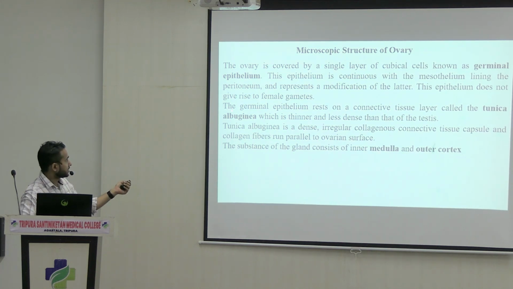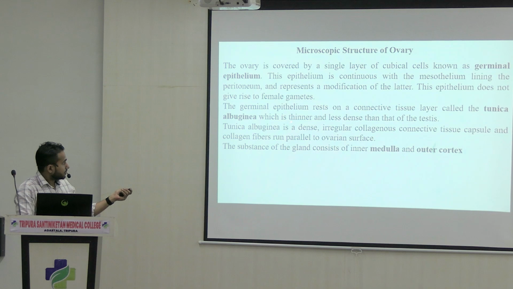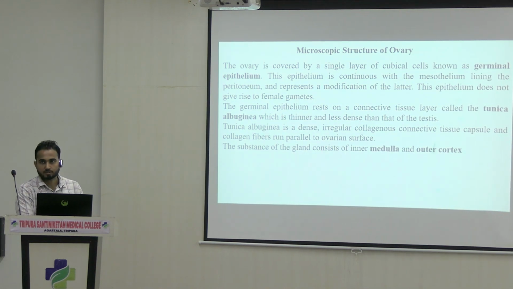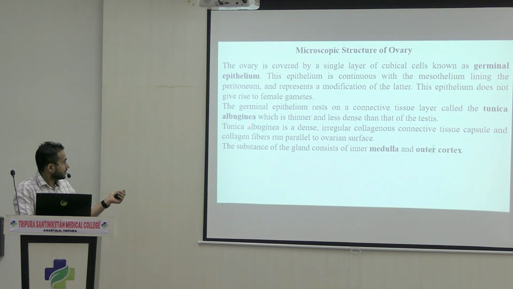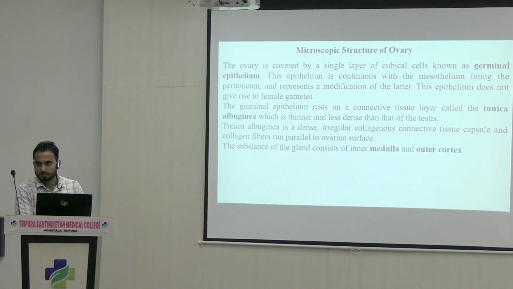Okay, so as you can see, the germinal epithelium is resting on a connective tissue layer that is called tunica albuginea, which is thinner and less dense as compared to the testis. Okay. Next, if you see the tunica albuginea, it is made up of an irregular collagenous connective tissue capsule, and collagen fibers are also there, which are running parallel with the ovarian surface.